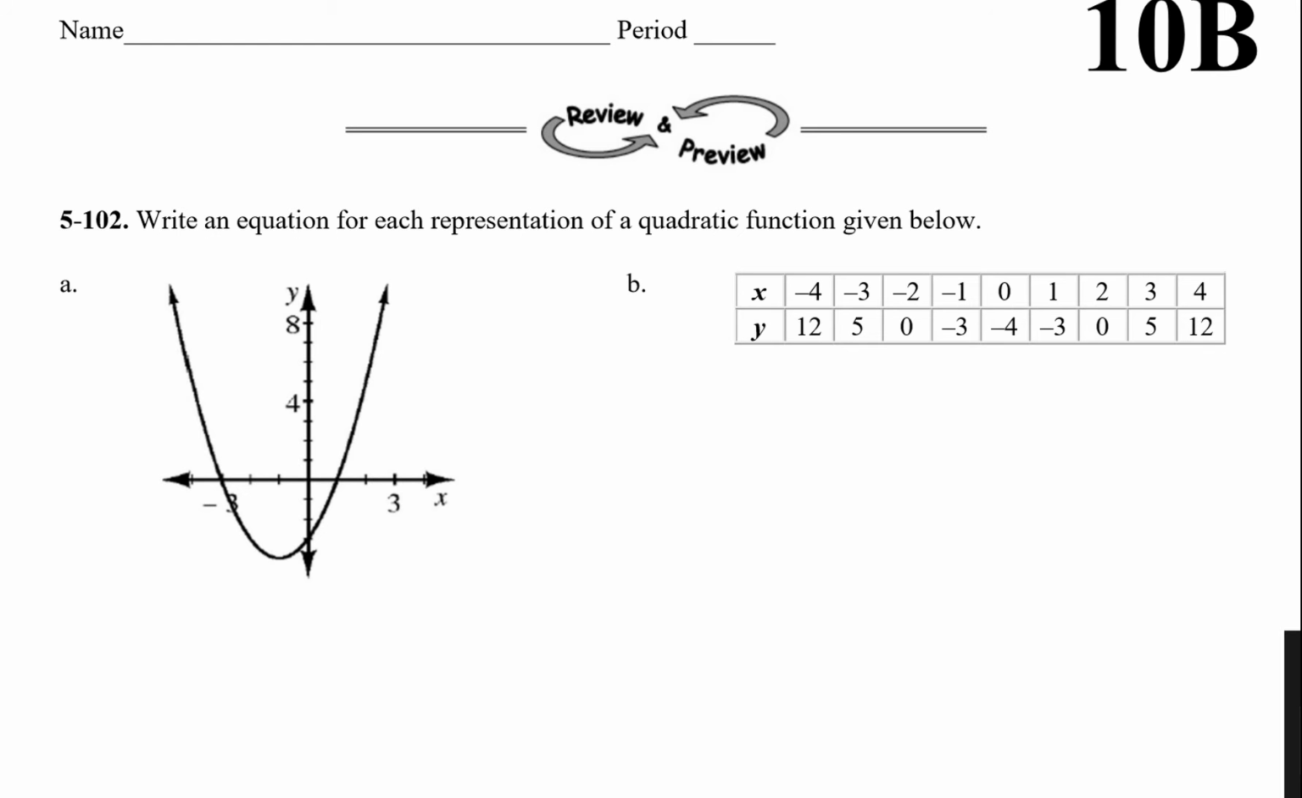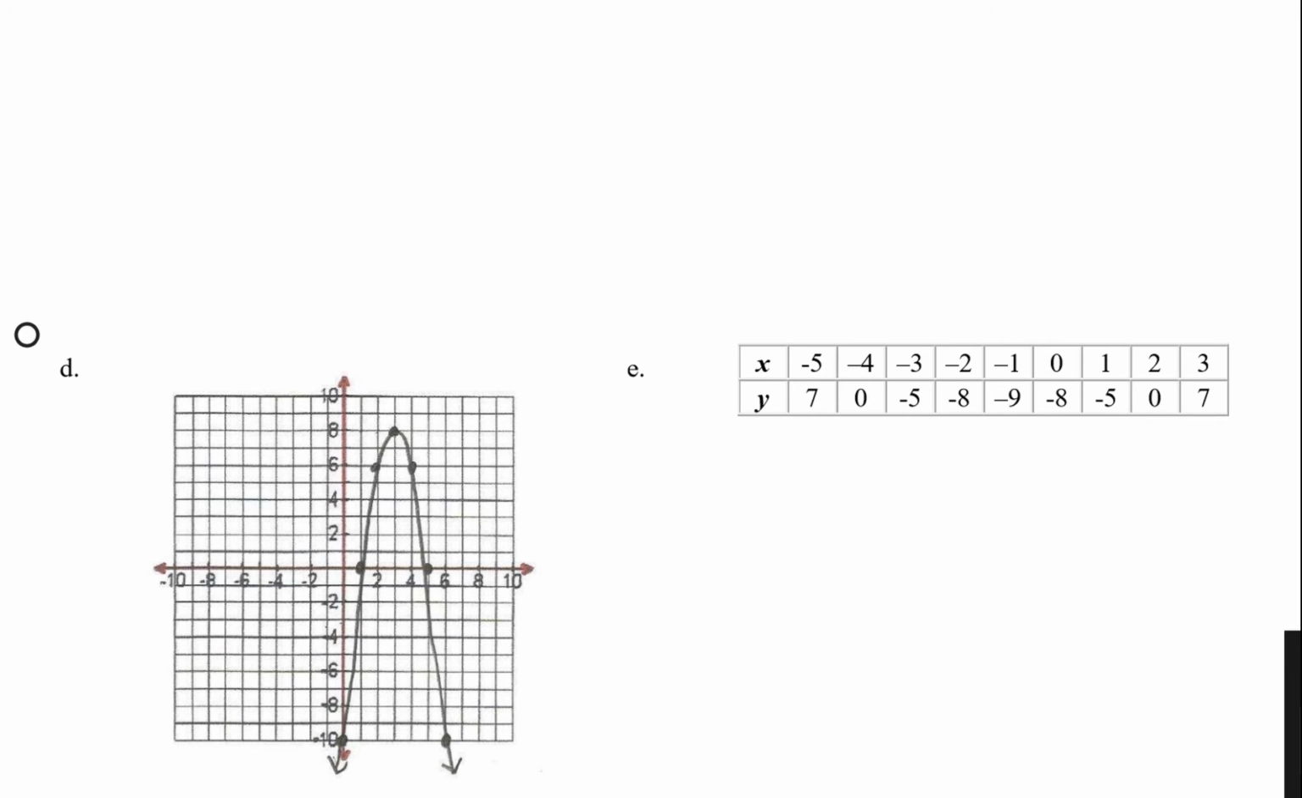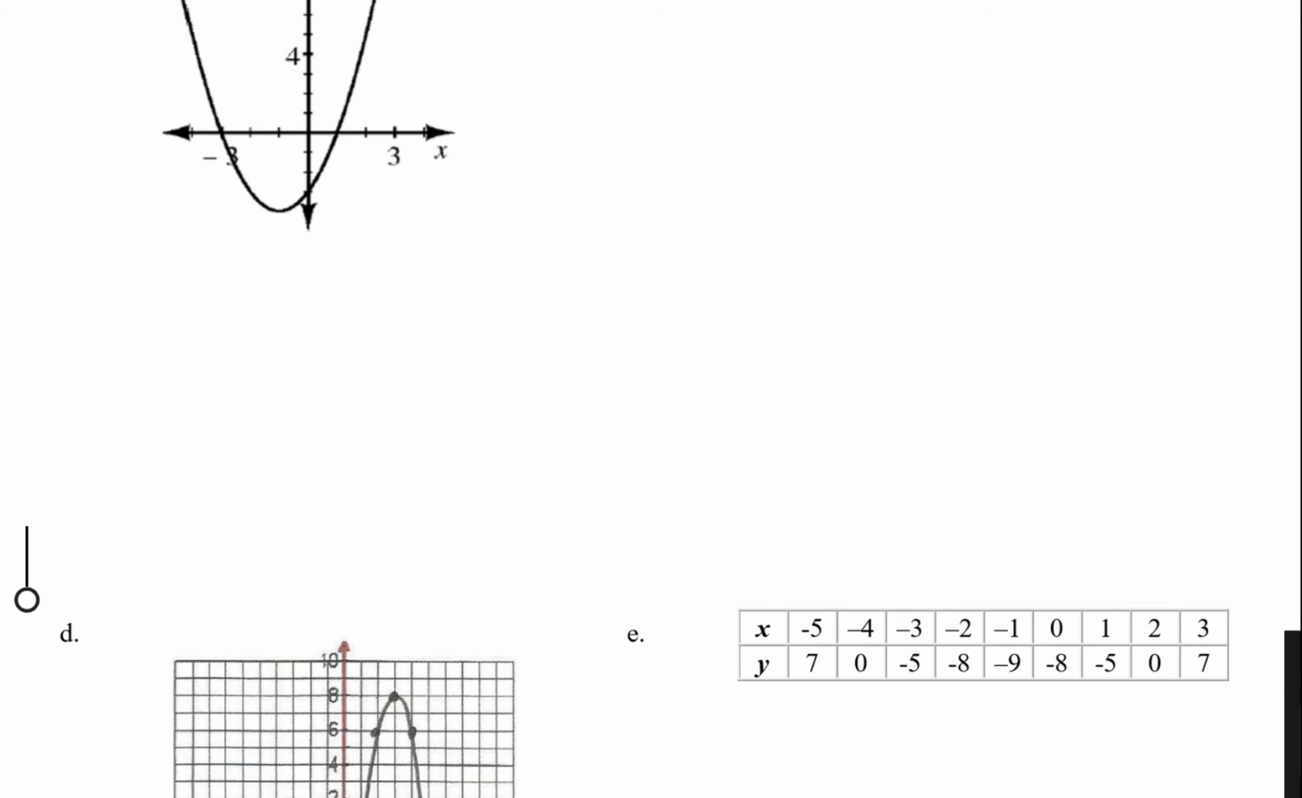Okay, review and preview. This is definitely a review. There's four questions here. It says write an equation for each representation of a quadratic function given below. And you can see there's two situations where you're given tables and two where you're given graphs.